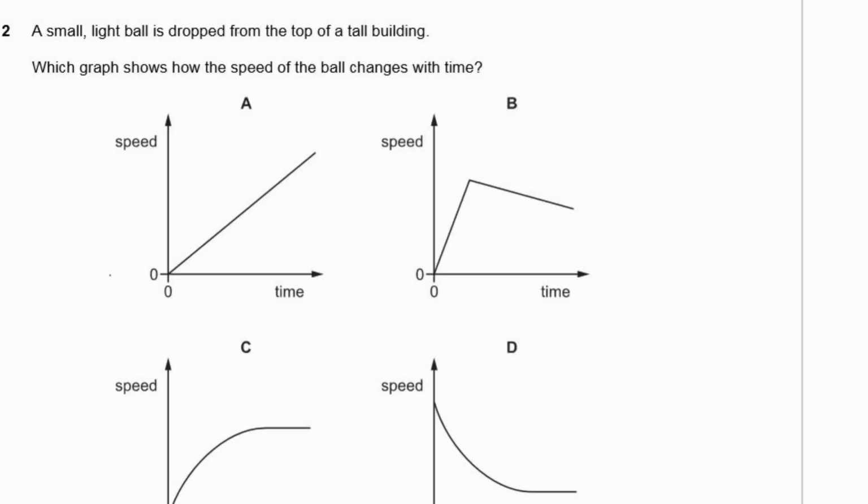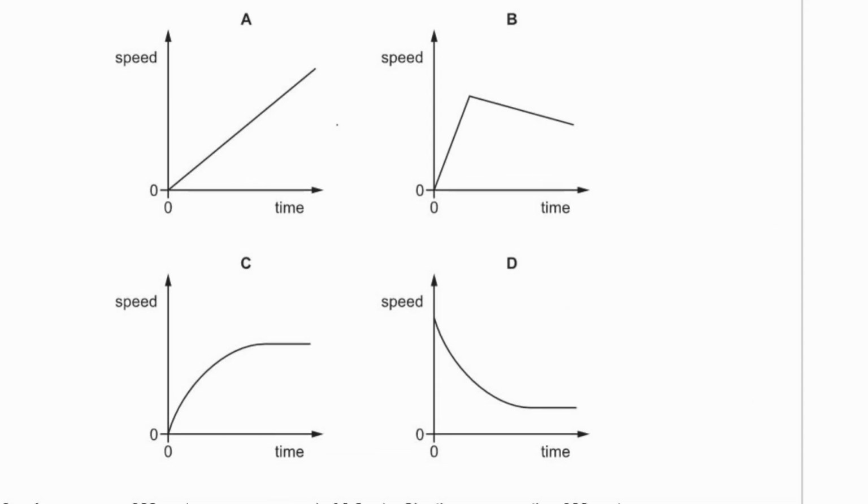Question 2. A small light ball is dropped from the top of a tall building. Which graph shows how the speed of the ball changes with time? Let's look at the key points. It's a small ball, it's a light ball, that's actually a very important bit there, and it's a tall building. So it's basically telling us it's going to reach a terminal velocity.